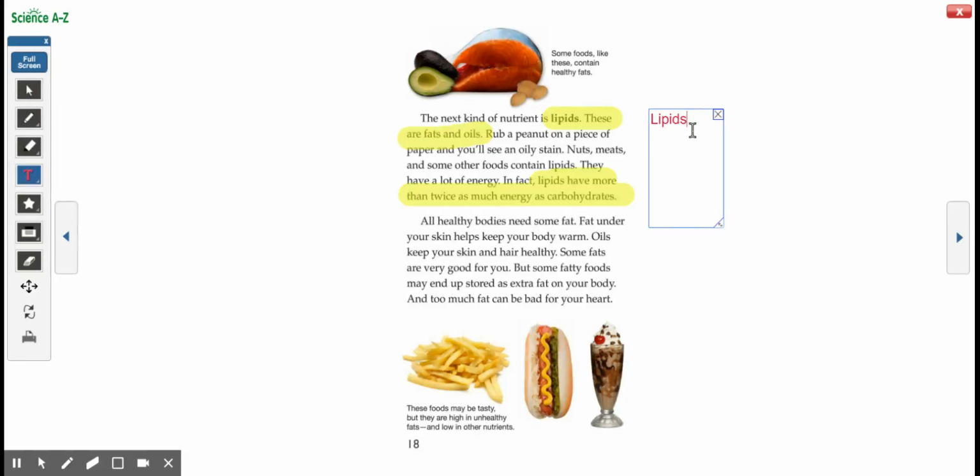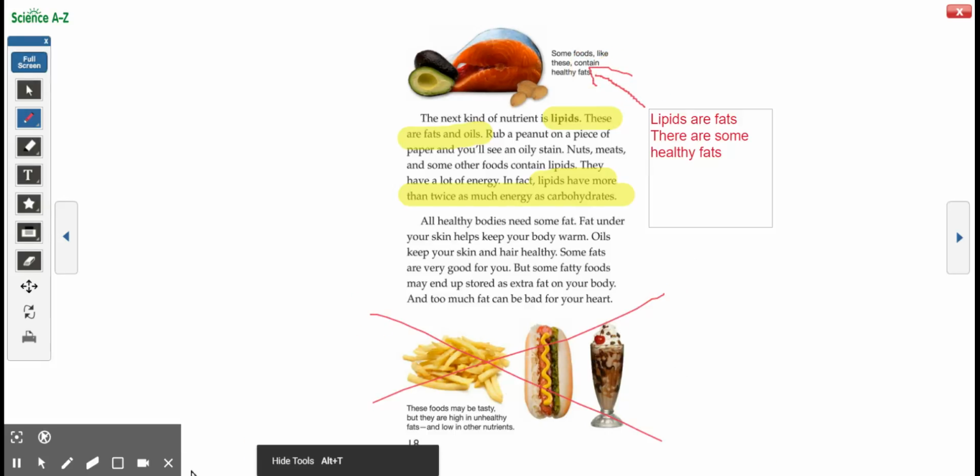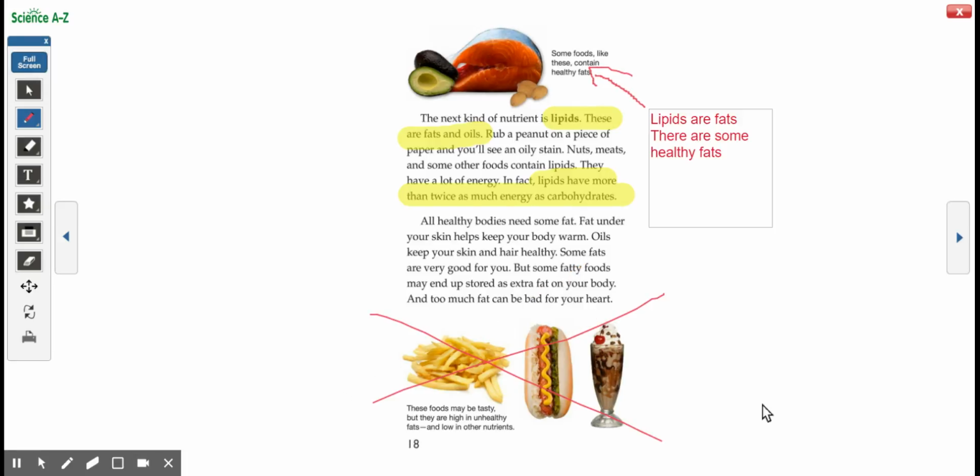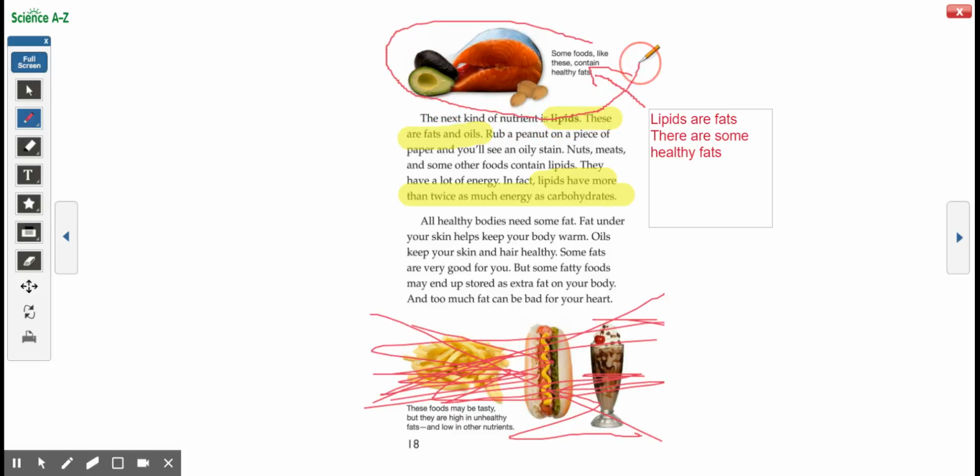So lipids are fats. There are some healthy fats. Nuts, fish, avocados. These are all healthy fats. These are the bad fats. All right, there's good fats and bad fats. These ones are bad, as tasty as they are. These ones are better for you. So when you're eating, try to find healthy fats, fish, avocados, nuts, things like that.